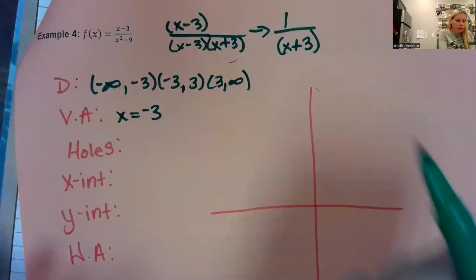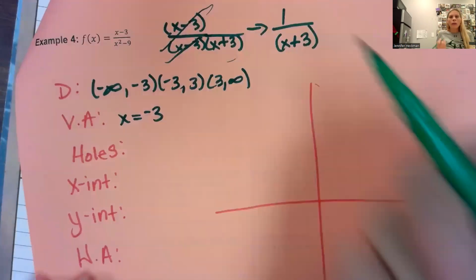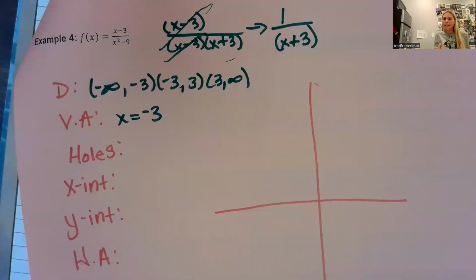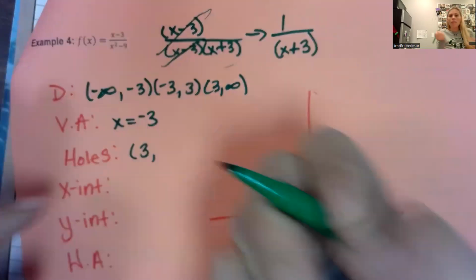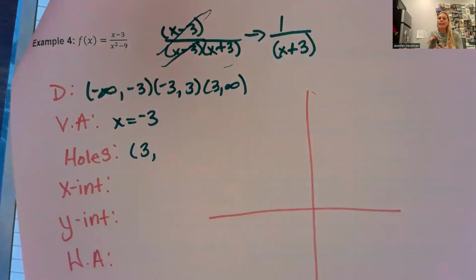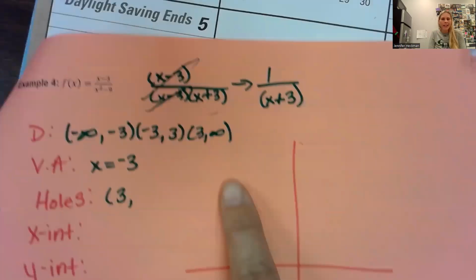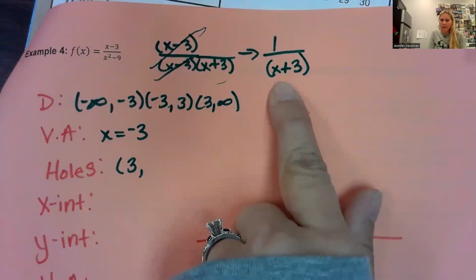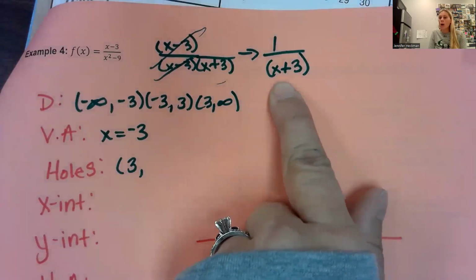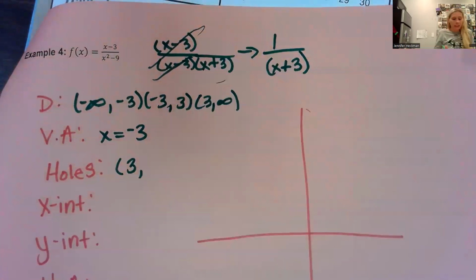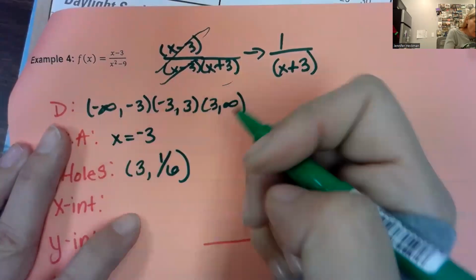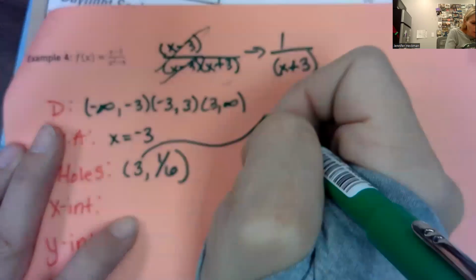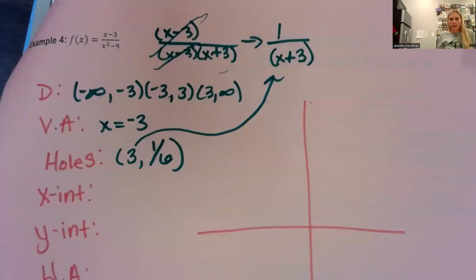Our holes are what we crossed out, right? We crossed out an x minus 3. What makes that 0? Well, that makes it 0 at 3. Remember, this is the coordinate, so I need to plug back into the simplified function. If I plug 3 in for x, I get 1 over 6. So if you have to make a note to yourself, remind yourselves that you're plugging that in.